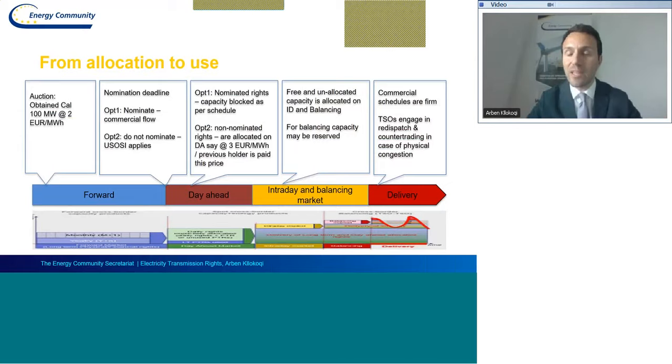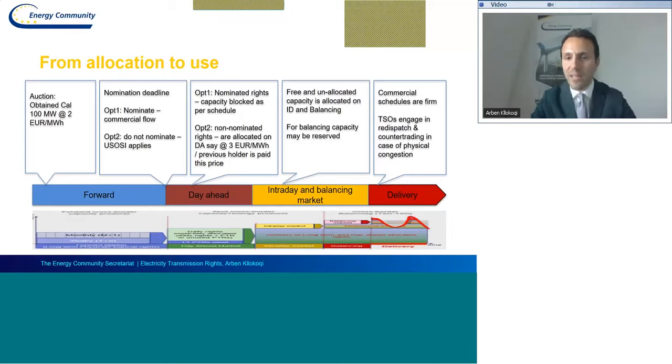So if the day-ahead price of those rights, when allocated on the day-ahead market, be it as a coupled market or explicitly, came at 3 euros per megawatt hour, you get 3 euros, but you have already paid 2, so you get 1 euro profit. Or if the value of these rights on day ahead is lower, then you actually get a loss. So if the value is 1 euro, then you have lost 1 euro per megawatt hour.